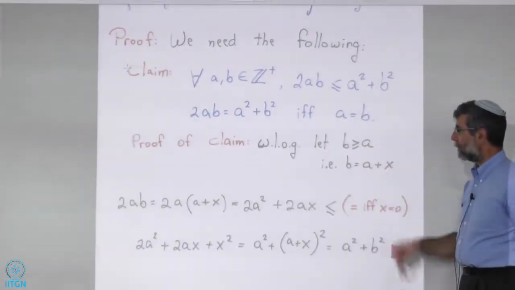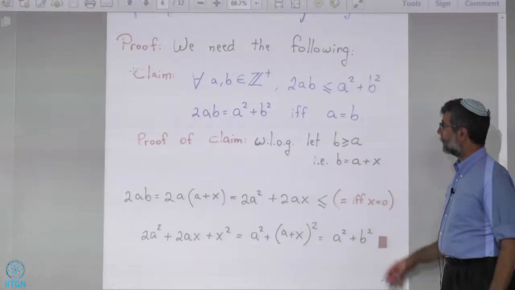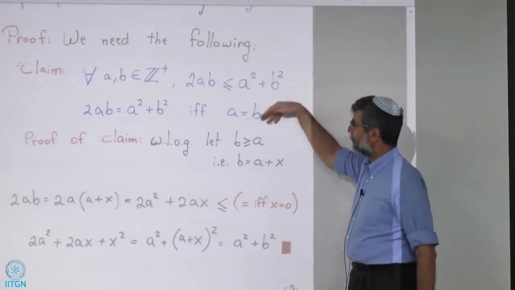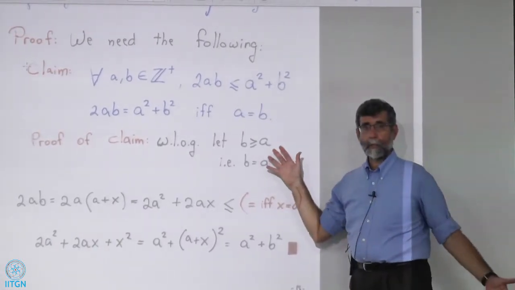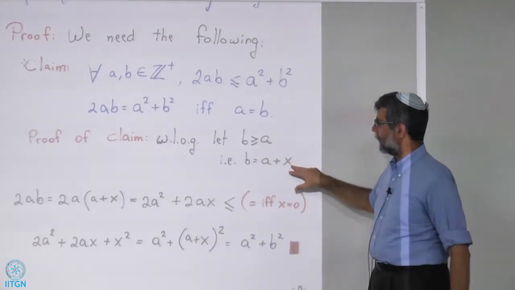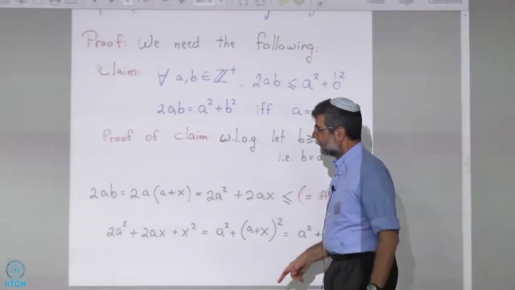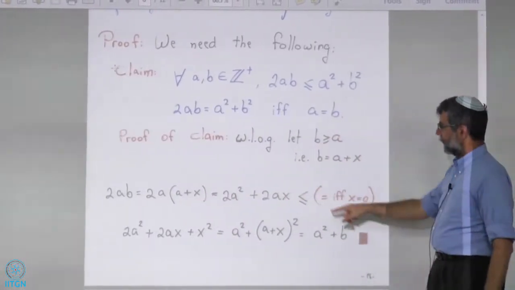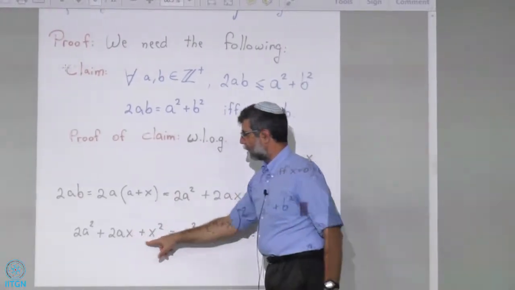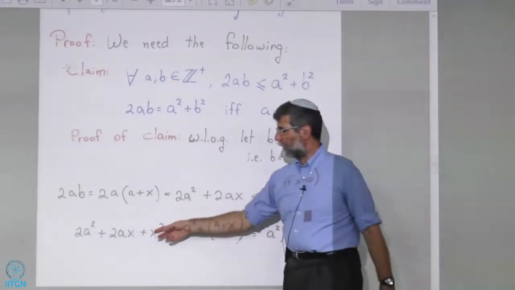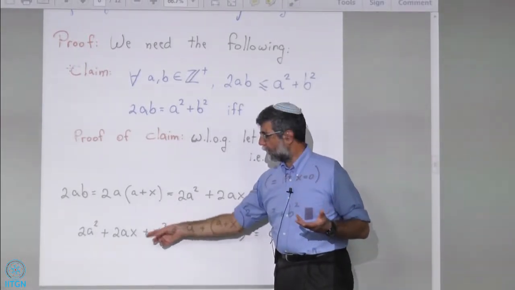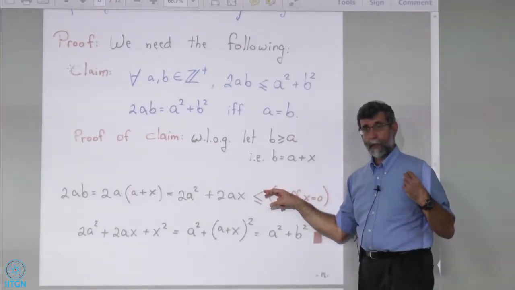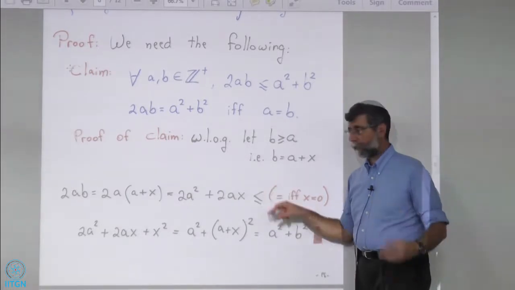Without loss of generality, let's assume that b is greater than or equal to a, so b is a plus x. Now, in fact, this proof proves everything, because if x is 0, then b is equal to a. But in general, if b is greater than or equal to a, then b is equal to a plus x. So 2ab is 2a times a plus x, which is 2a squared plus 2ax, and that's less than or equal to 2a squared plus 2ax plus x squared, because I added something. But in fact, if they're equal, then I didn't add anything, so it's strictly equal. It's not less than. So it's less than if the numbers are different, and it's equal if they're not.